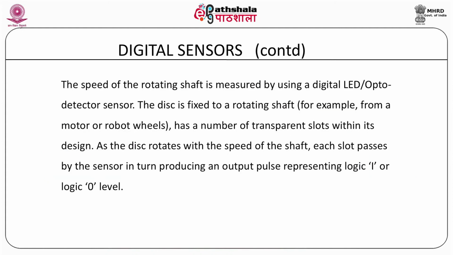In digital sensors, the speed of the rotation of the shaft is measured by using a digital LED, and the disc is fixed to a rotating shaft, for example in the form of a motor or a robot wheel, which has a number of transparent slots within its design. As the disc rotates with the speed of the shaft, each slot passes by the sensor, in turn producing an output pulse representing logic 1 or logic 0 level.